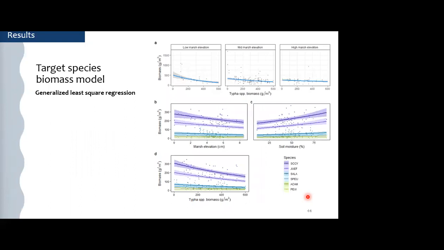So I made a multivariate model, and I used generalized least squares regression, which just assigns a different standard deviation for each species. So that's why in these figures you see a separate line for each species, but they do have the same coefficient from the model as a whole.